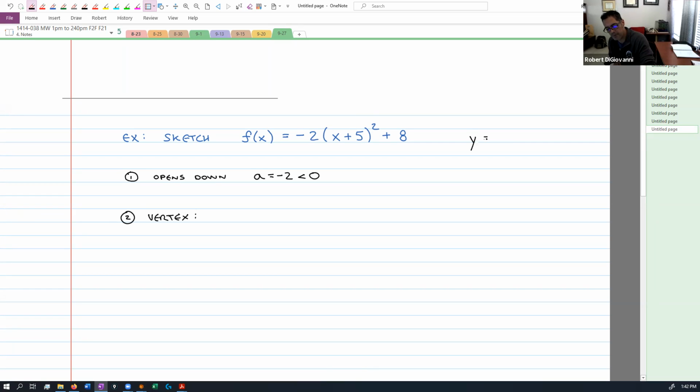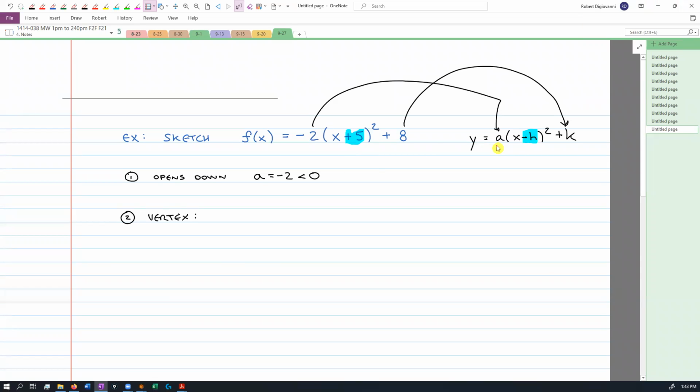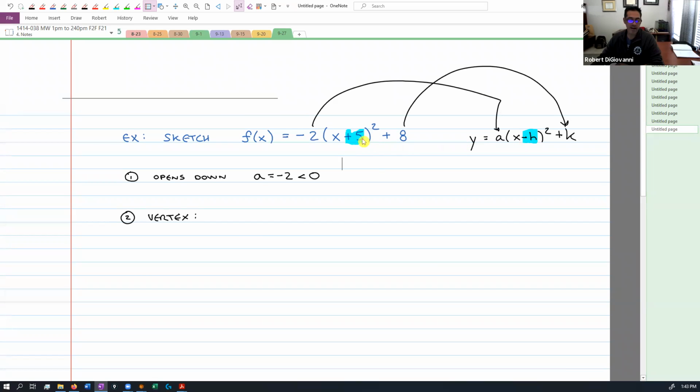Let me write the formula down for the vertex form of a quadratic. So here's the vertex form, which is what we have here, right? A is -2, and then the K is 8. That's easy to see. Be careful with the H, because in the formula it's minus H. Here you see we have +5, which means it's -5. The H will always be the opposite of what you see. So if we see a +5 here, H is actually -5. So I don't have to do much work for the vertex. It's going to be -5, 8.